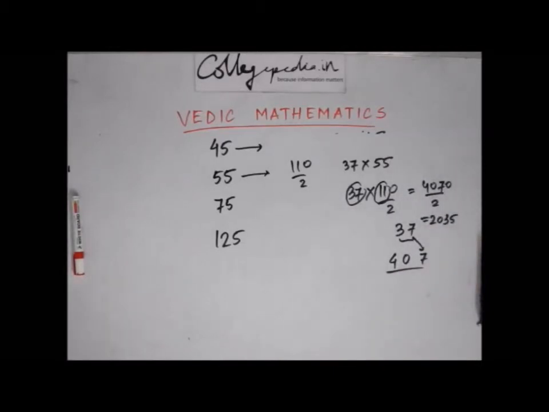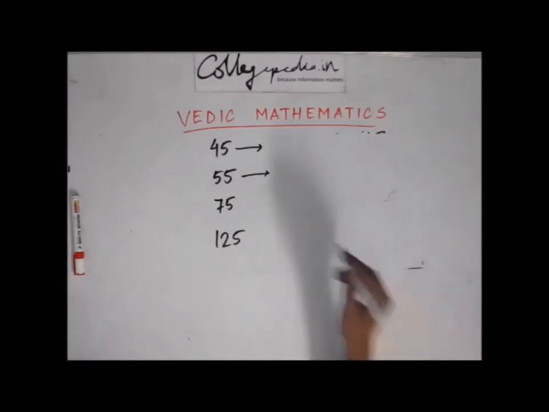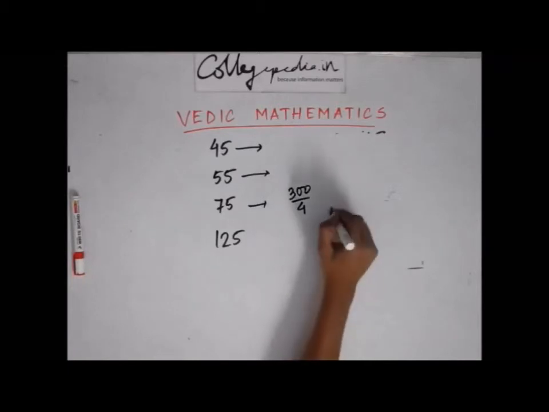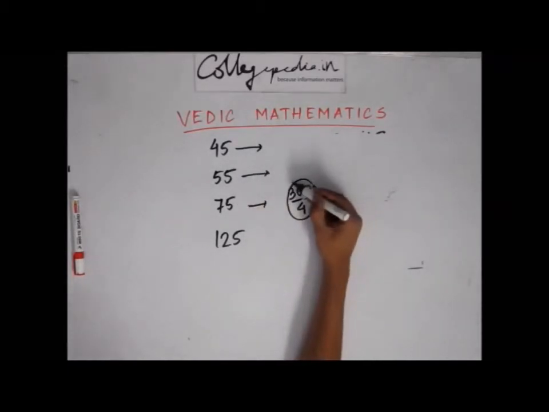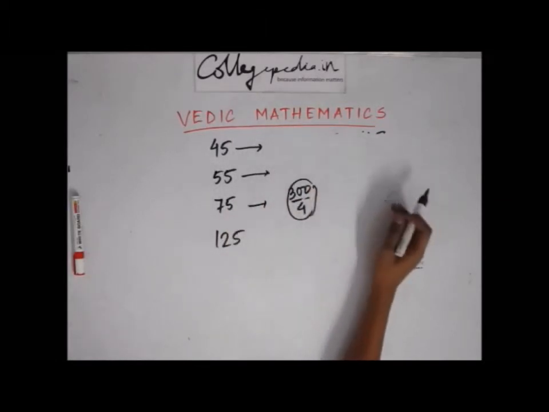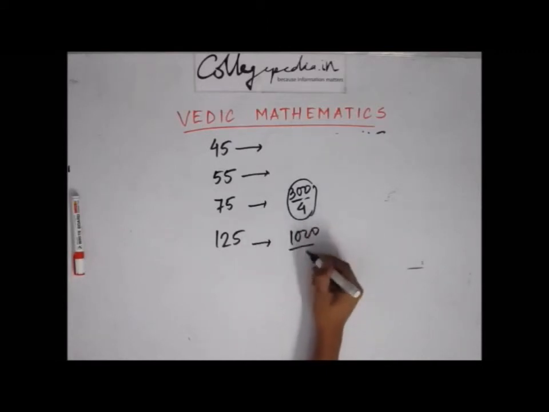So using a proper blend of Vedic mathematics and your smartness, you can find the answer in less time compared to the conventional approach. 75, you can write this as 300 divided by 4. Now what we need to do is just multiply the number which you have been given with 3, add 2 zeros to that, and then divide it by 4. 125, you can write this as 1000 by 4.